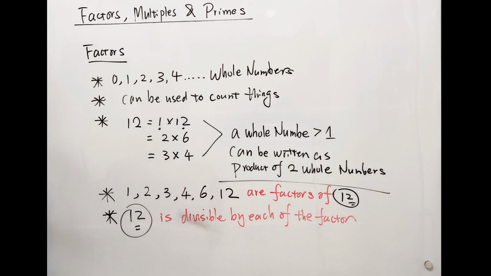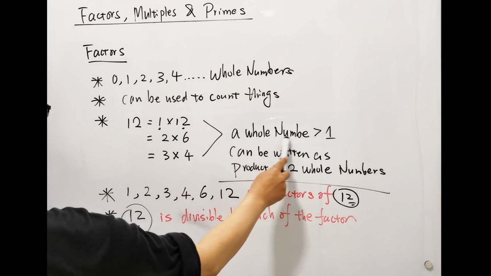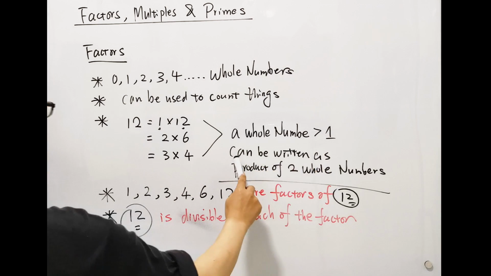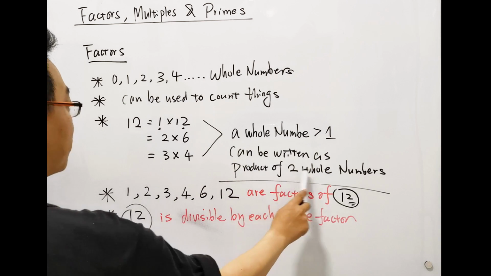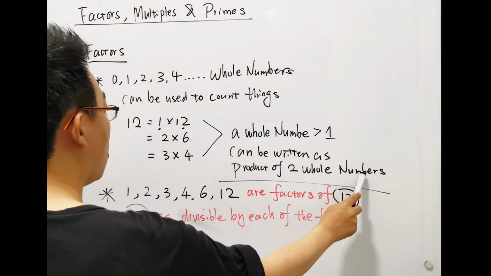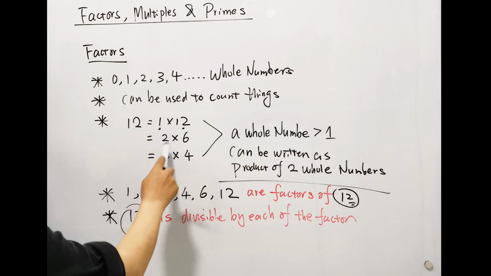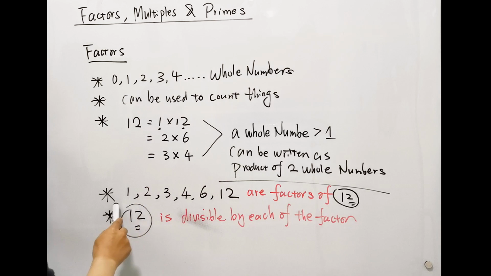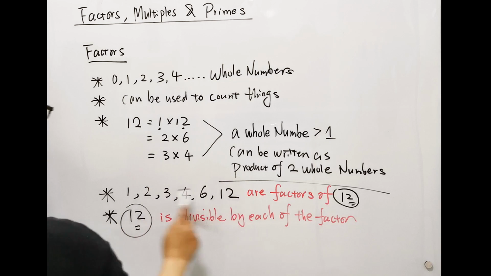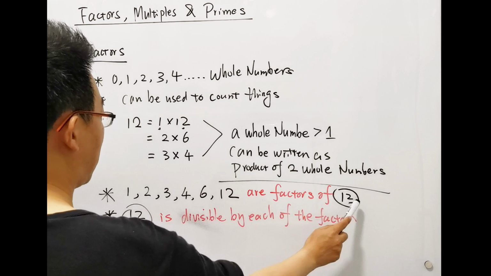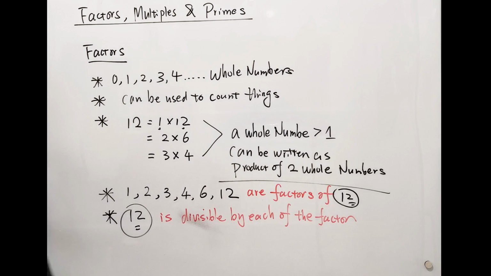Now it's clear, right? A whole number more than 1 can be written as a product of two whole numbers. For 12 we have 1 times 12, 2 times 6, 3 times 4. So these numbers are all factors of 12. This is very clear, right?